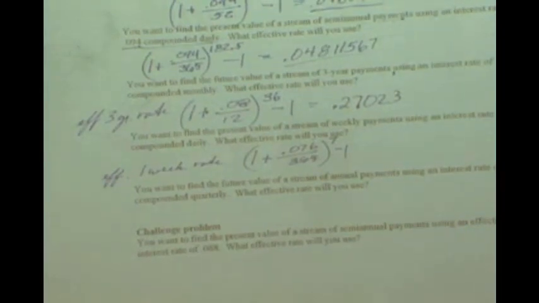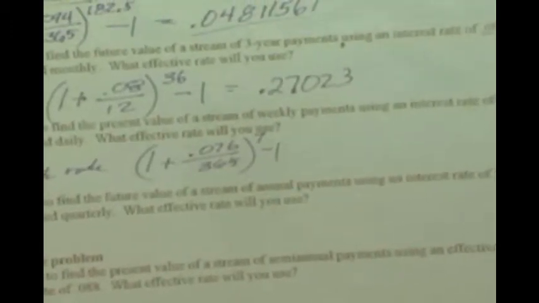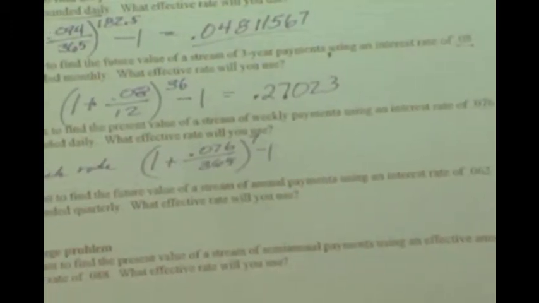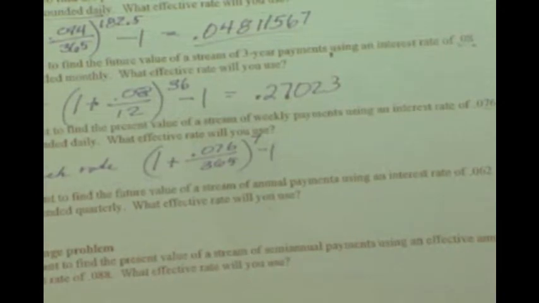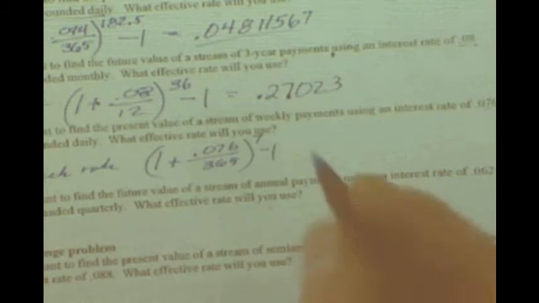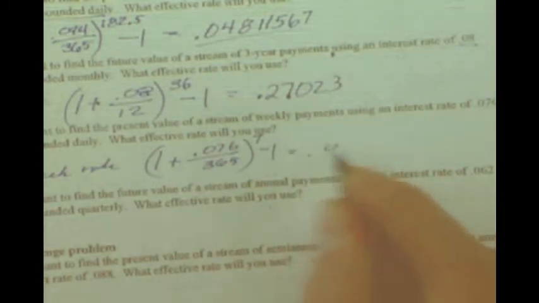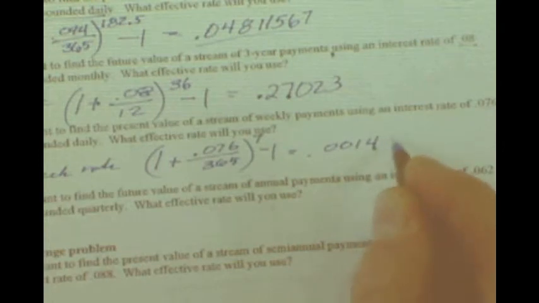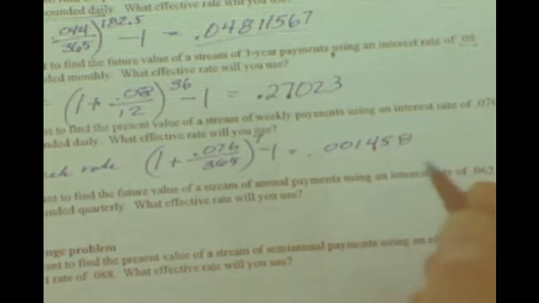0.076 divided by 365 plus 1, and y to the x and hit a 7. Is that correct? Gonna hope so.